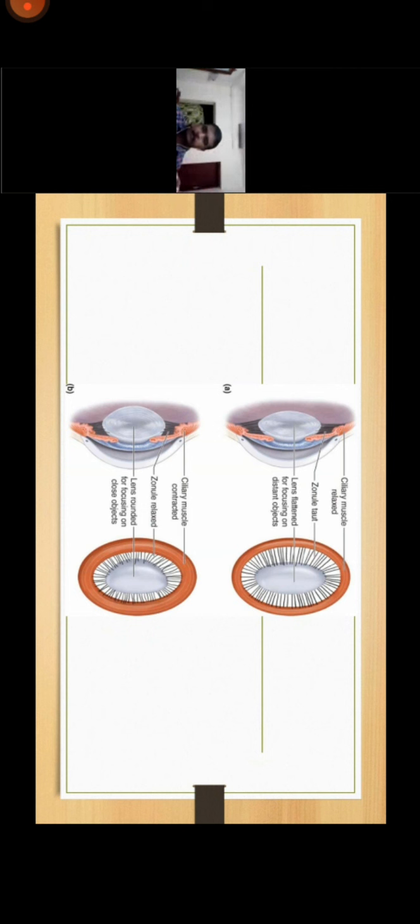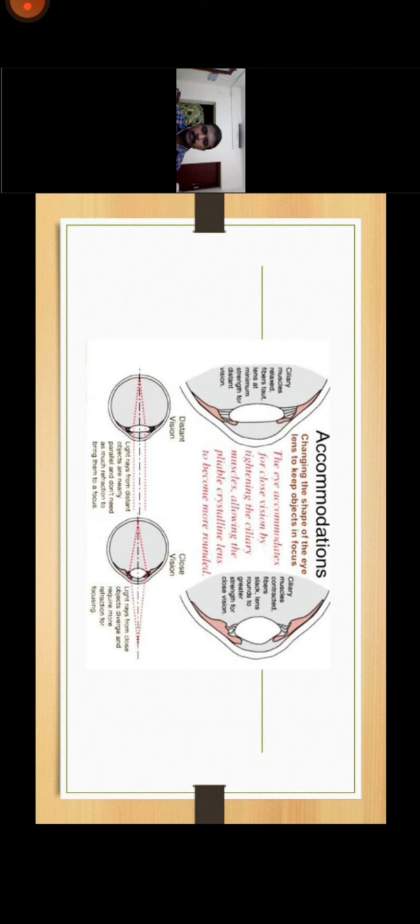When the ciliary muscles relax, what happens? The diameter of the ciliary muscle increases and the suspensory ligaments get tightened, and they pull the lens at its periphery and it becomes elongated. Then these are the accommodations.